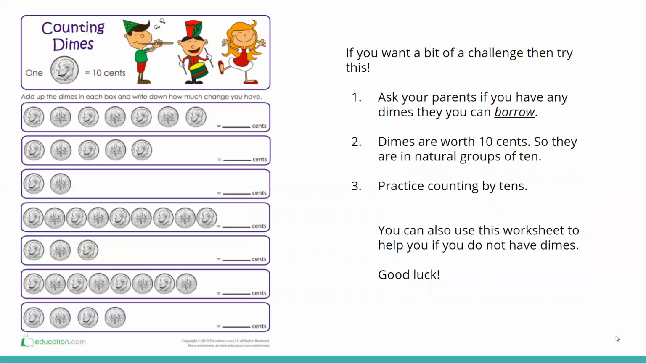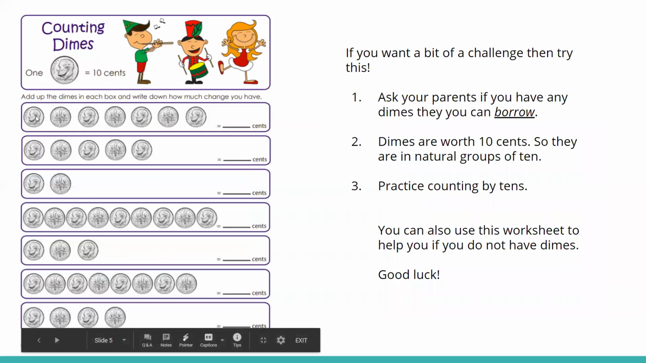Now, if you want a bit of a challenge, then I want you to try this. First of all, you have to ask your parents if you can borrow dimes that they might have lying around the house. If you didn't know, dimes are worth 10 cents. So what that means is that they're in natural groups of 10. The next thing I want you to do is practice counting by tens. So you can lay them out as you see in the picture here.